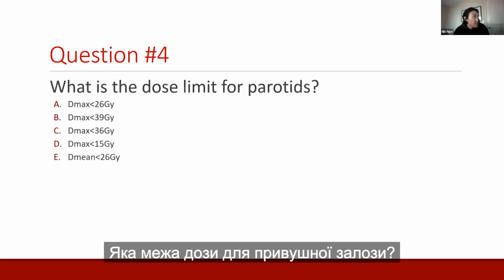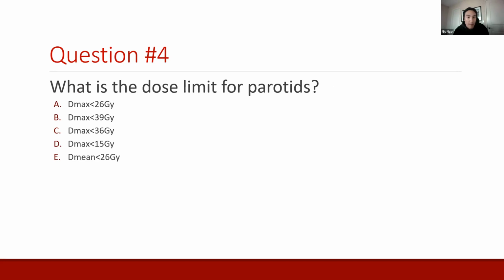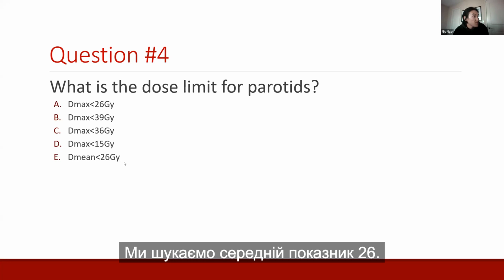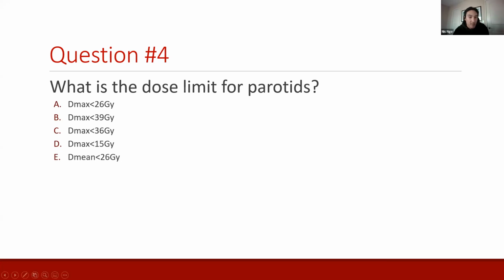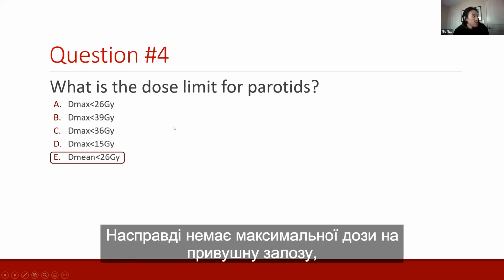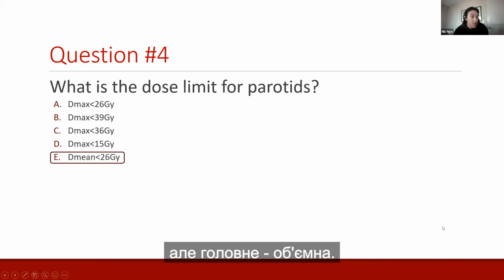What's the dose limit to the parotid? We're looking for a mean of 26. Pretty good. There you go, a mean. There's not really a max dose to the parotid, but the main thing is volumetric.